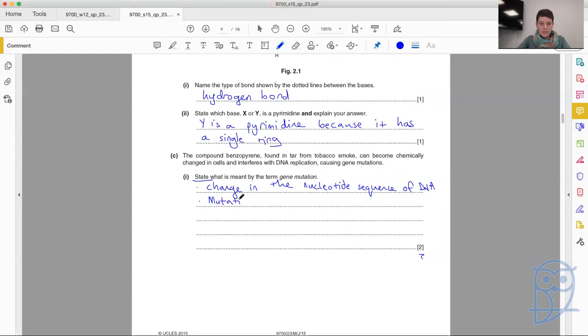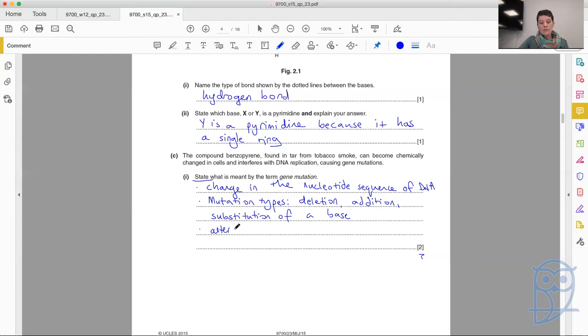We can have mutation types. We can have the deletion of a base. We can have the addition of a base. Or we can have the substitution of a base. So remember, deletion and addition, these are our frame shift mutations. Substitution only affects the single codon. Well, the single triplet in the DNA, single codon in the mRNA. So we have different types of mutation.